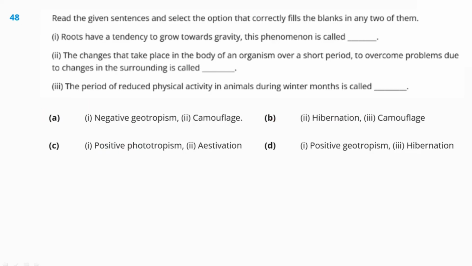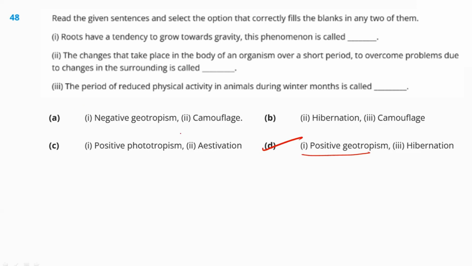Next, read the given statements and select the option that correctly fills the blank in any two of them. Roots have a tendency to grow towards gravity. This phenomenon is known as positive geotropism. So this is called positive geotropism when the roots grow towards gravity. Where do we see positive geotropism? Only in option D. So D becomes our right answer.